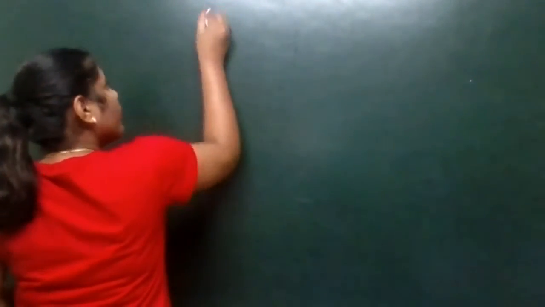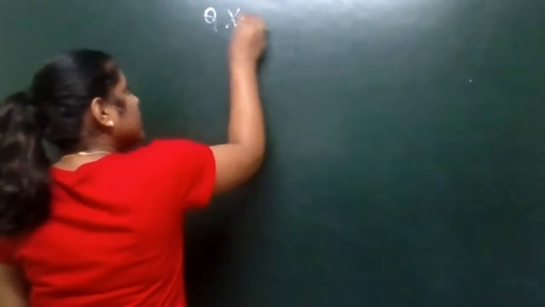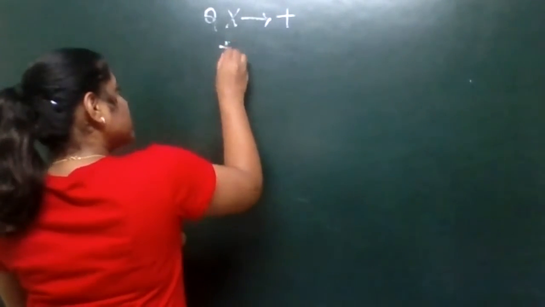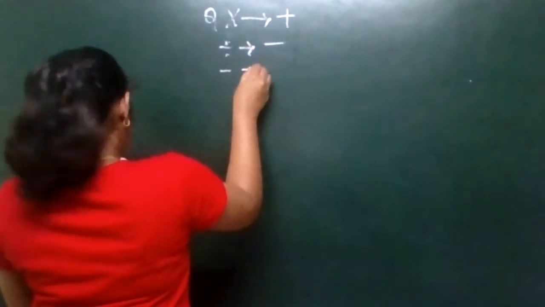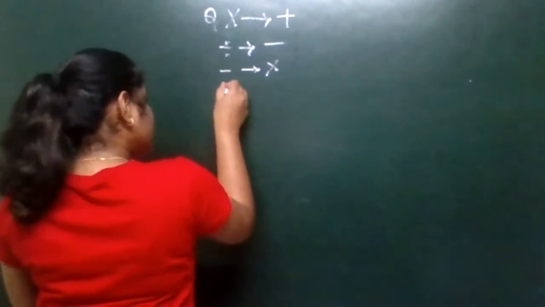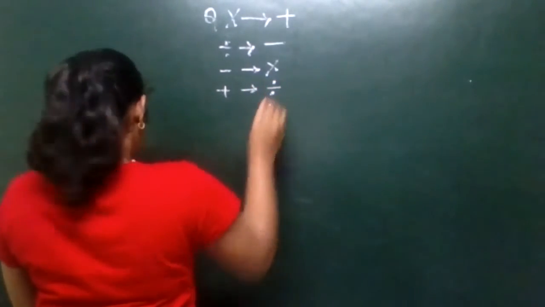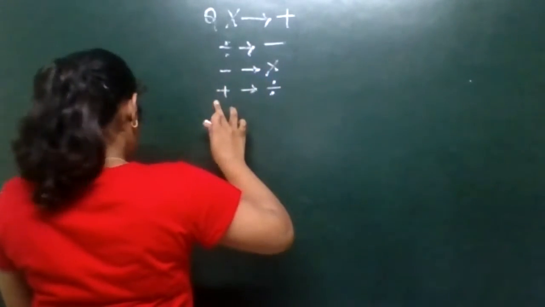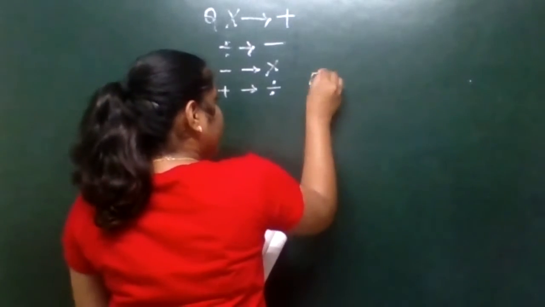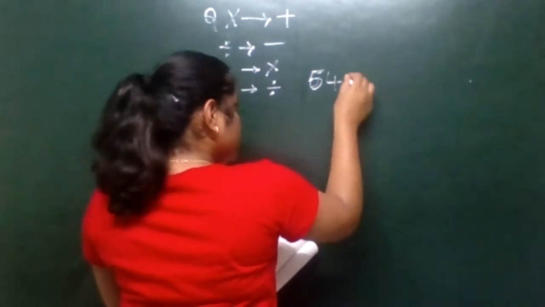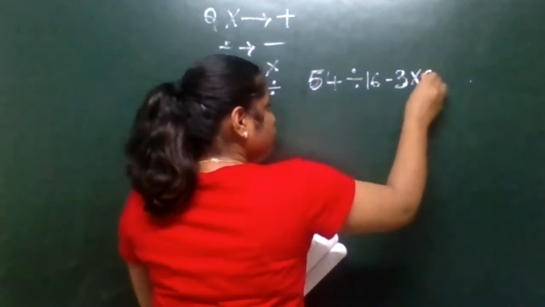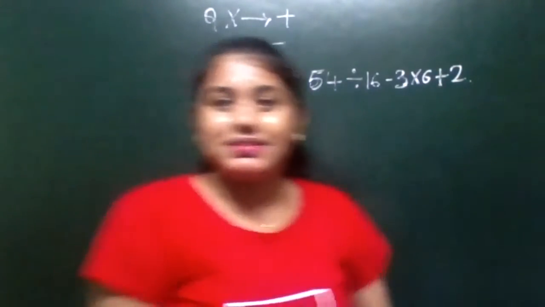Okay, listen to me. What is the question now? The question is this. In BODMAS, for the operations here, subtraction, multiplication means plus, division means minus, minus means into, and plus means division. So you have to find the value of 54 divided by 16 minus 3 into 2 plus 2 into 6 plus 2. This is the given question.